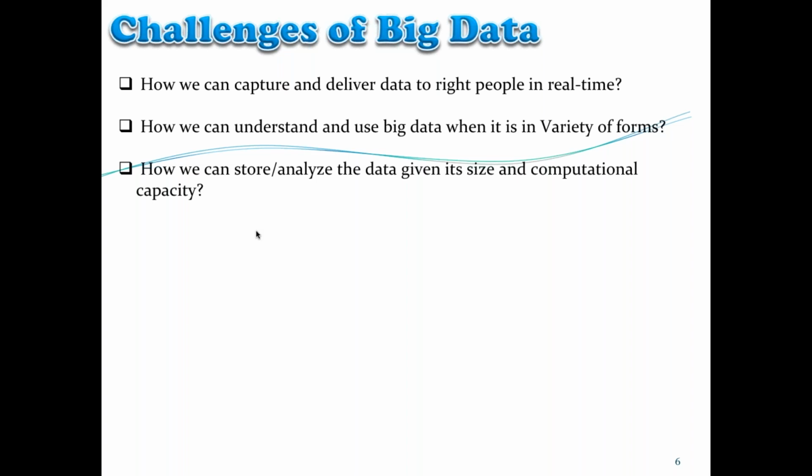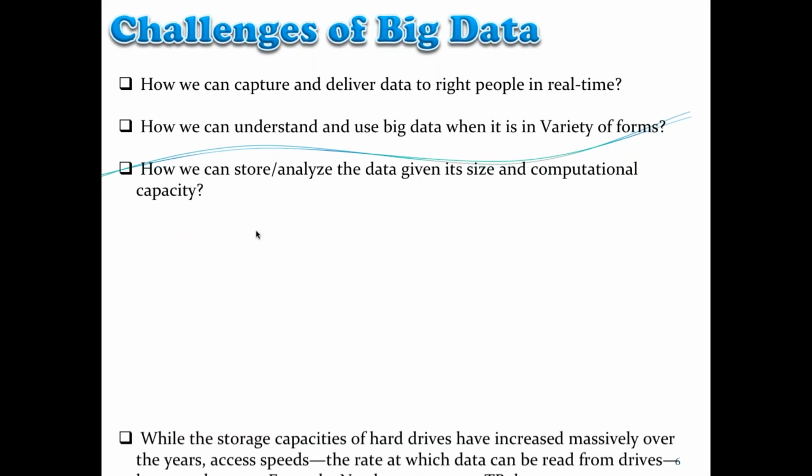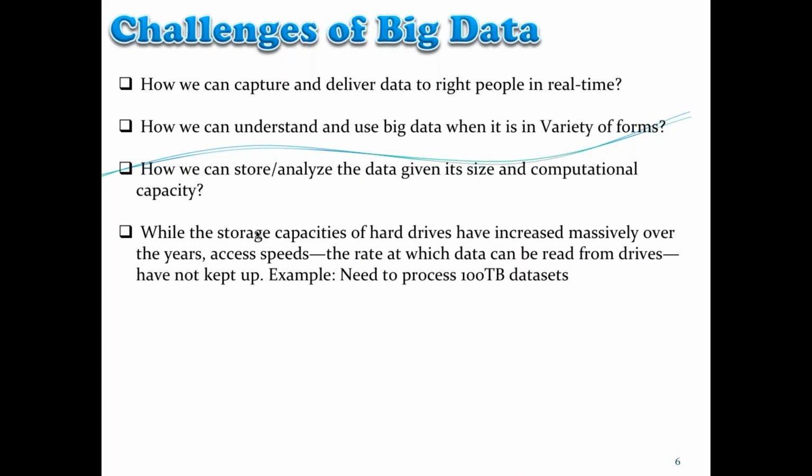When we store data, it needs a computer and computational capacity. So whenever we store data and want to analyze that particular data, it needs to have RAM, it needs to have a CPU. So how are we going to analyze the data given the size and computation capacity of our systems, right? When you look at computation capacity, we look at the hard disk, we look at the RAM, we look at how many cores are in the system, which measures the CPU.